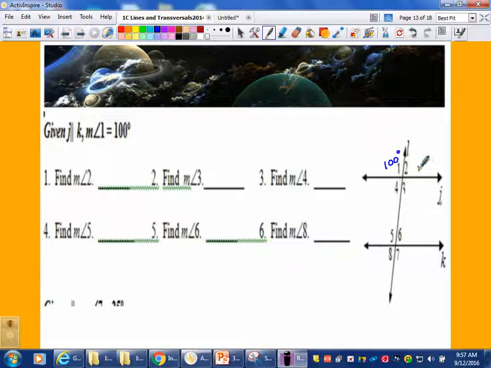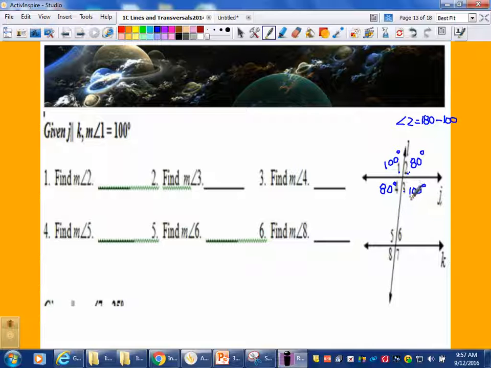So if I look, I notice that angle 1 and angle 3 are vertical, so I know that angle 3 will also be 100. Then I notice that angle 1 and angle 2 are a linear pair, so to get angle 2, I would have to take 180 and subtract the 100, and I would get that angle 2 is 80 degrees. And angle 2 and angle 4 are vertical, so that would make angle 4 80 degrees also. Okay.